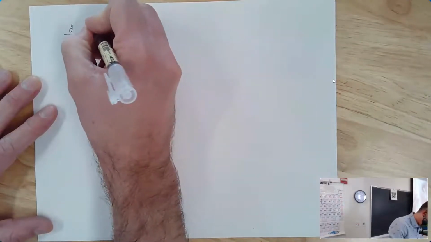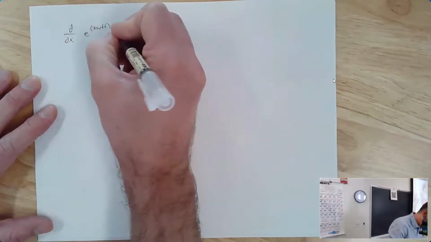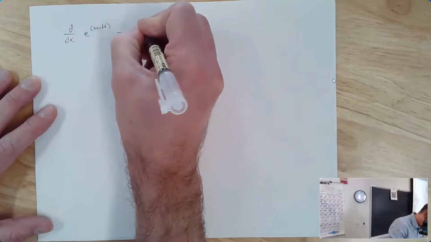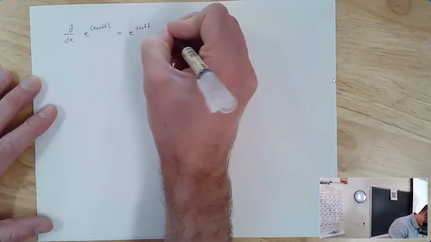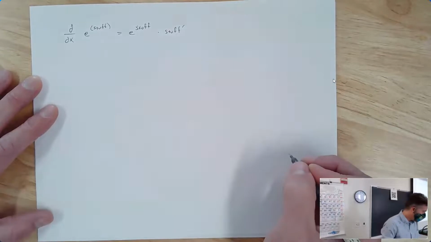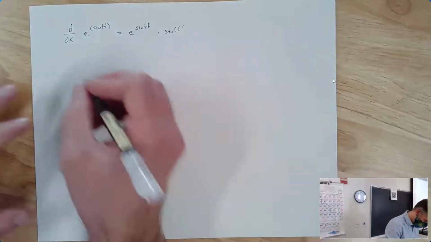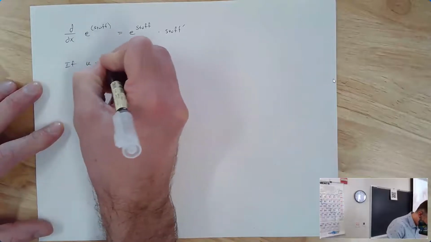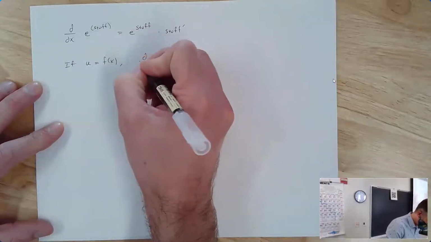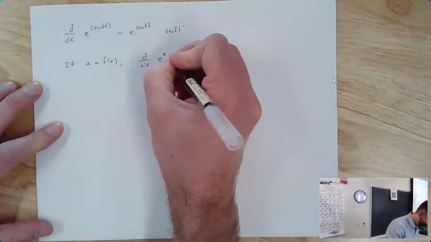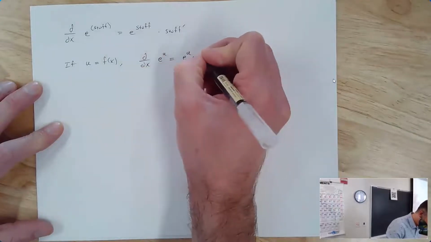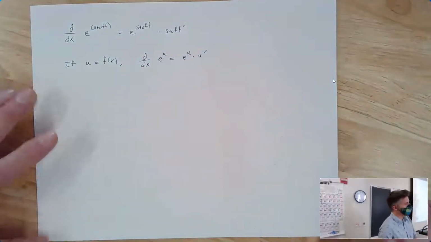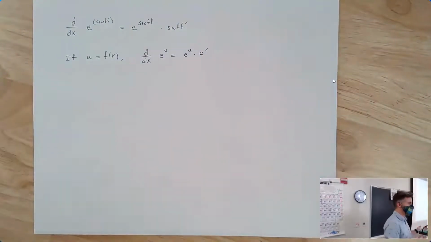The derivative of e to the stuff is e to the stuff times the derivative of the stuff. Or you might see in the textbook, if u is a function of x, then the derivative of e to the u is equal to e to the u times u prime. That's how they usually write it, usually u is what they use for stuff in textbooks.